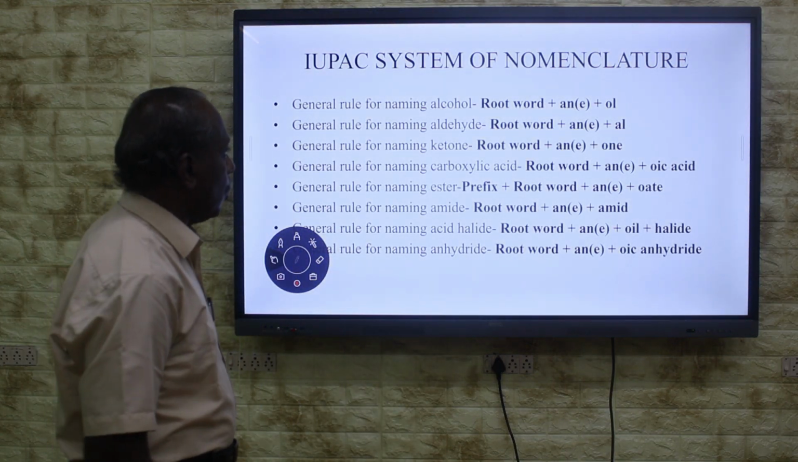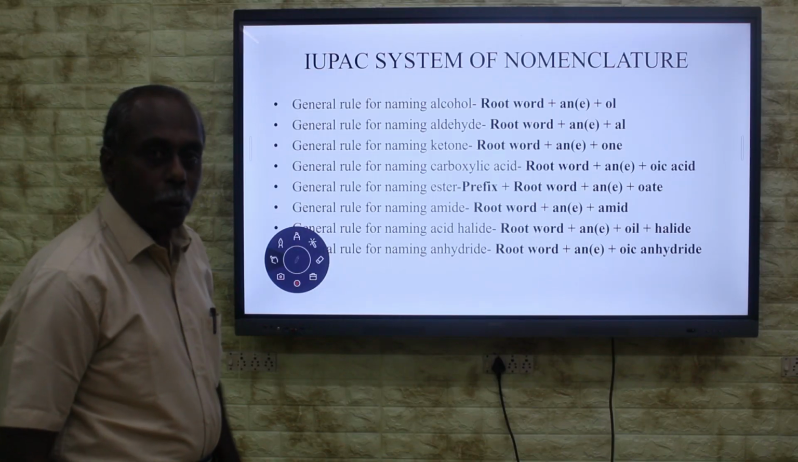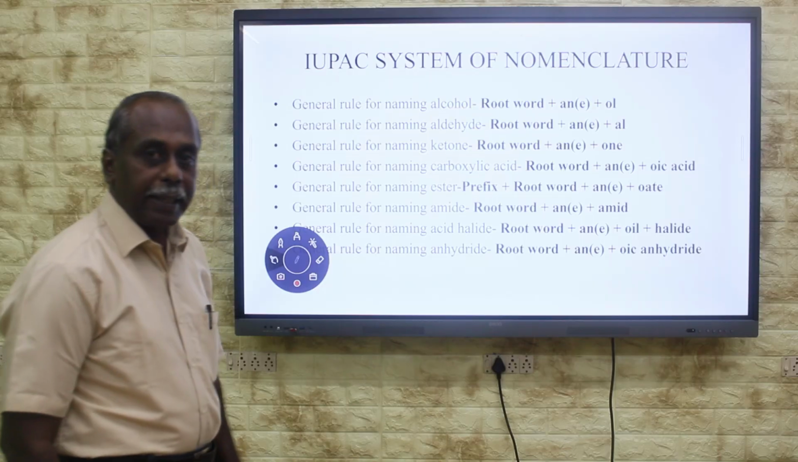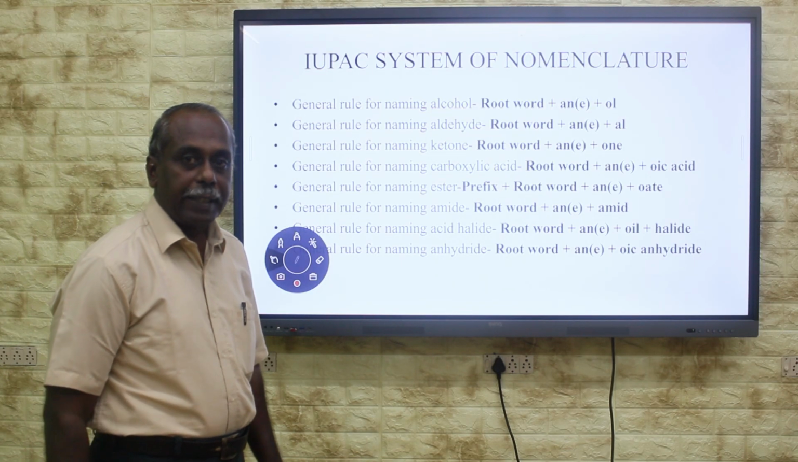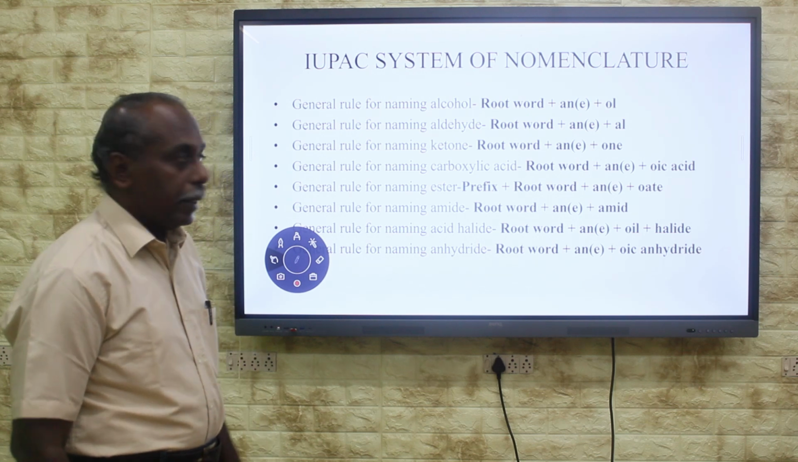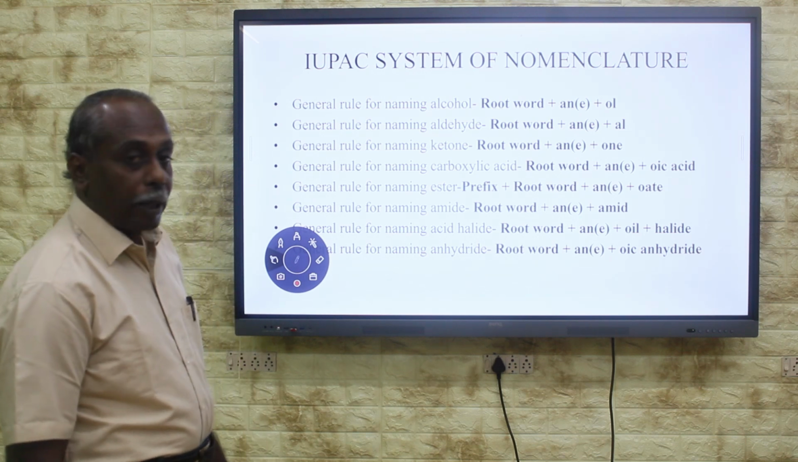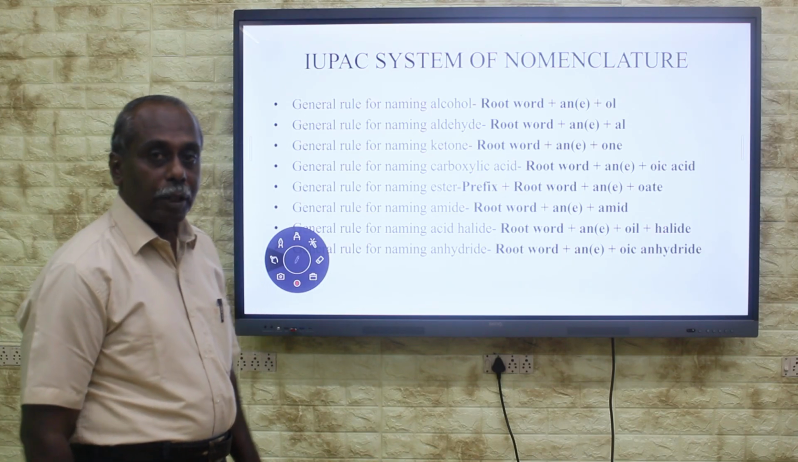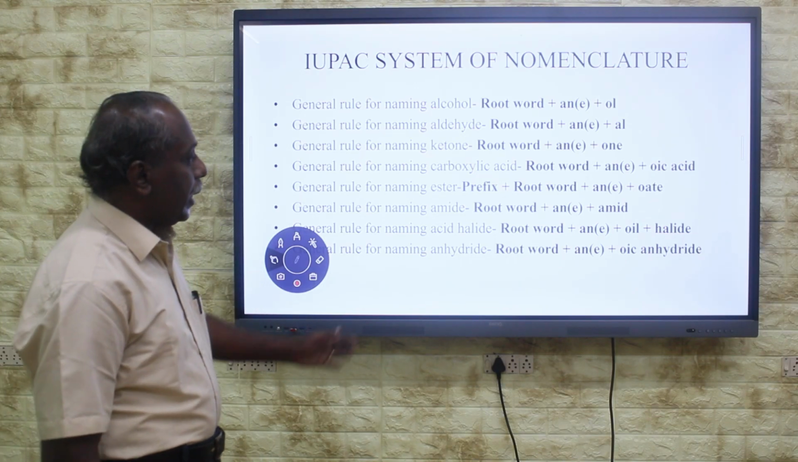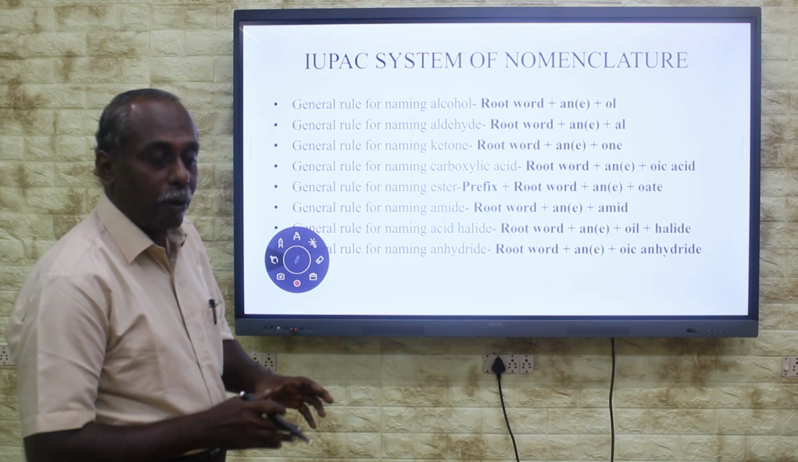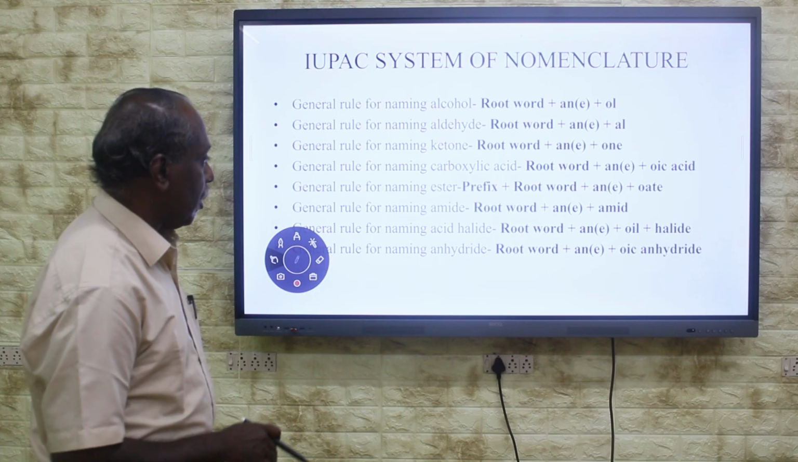Here are some of the rules for naming. For alcohol, root word, ANE plus OL. Then aldehyde, root word, ANE plus AL. For carboxylic acid, root word, ANE plus OIC acid. For ketone, root word, ANE plus ONE. In that way, we are expressing the functional group present in the organic compound.